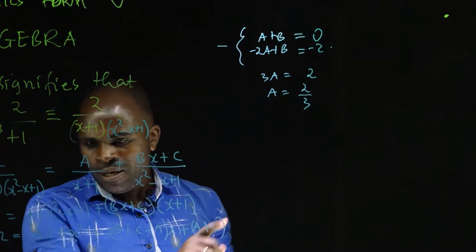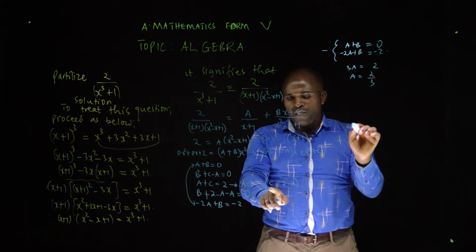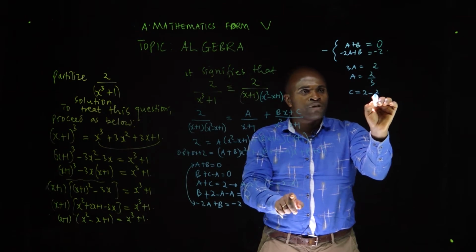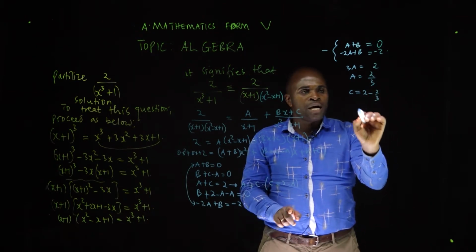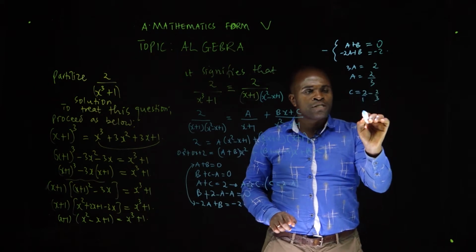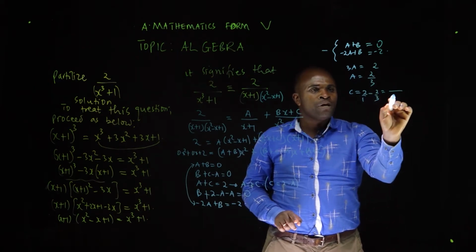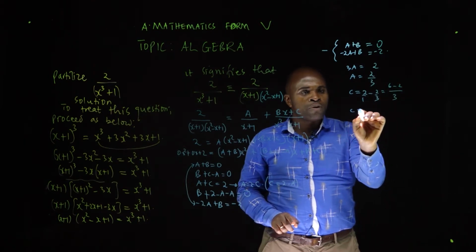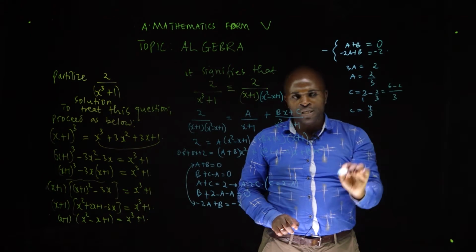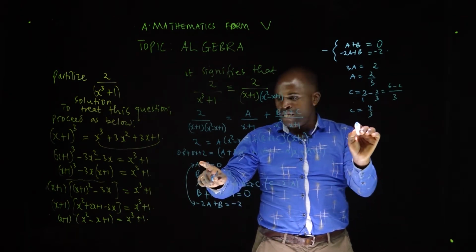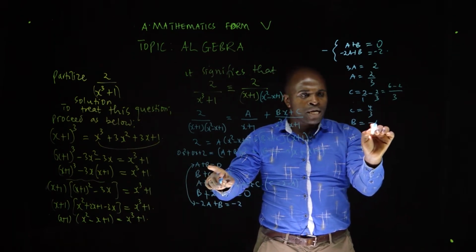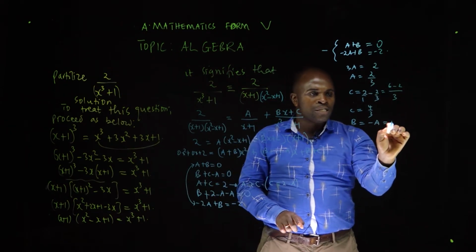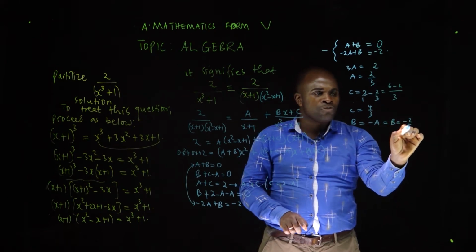When a is given, c is definitely given again. Our c becomes 2 minus a, where a is 2 over 3. Performing the operation here, finding the LCM 3, we have 6 minus 2, which is 4. So our c becomes 4 over 3. In the same way, our b equals negative a, and since a is 2 over 3, it signifies that b equals negative 2 over 3.